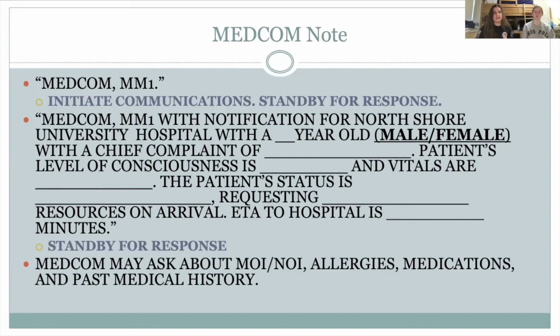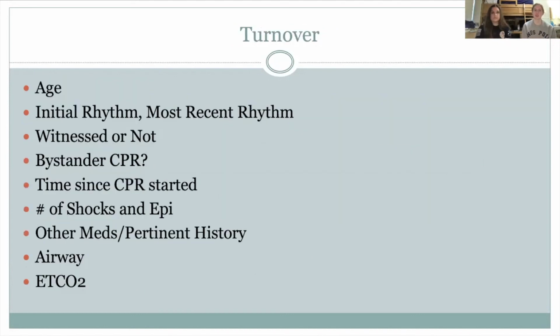Then you're going to stand by for a response. MedCom may ask you about the mechanism of injury or nature of illness, allergies, medications, or any other pertinent past medical history. When you get to the hospital, report this information, which includes age, initial rhythm, most recent rhythm, if it was witnessed or not, if bystander CPR was performed, the time since CPR started, the number of shocks and epi, other things like medication, pertinent history, airway, and ETCO2.